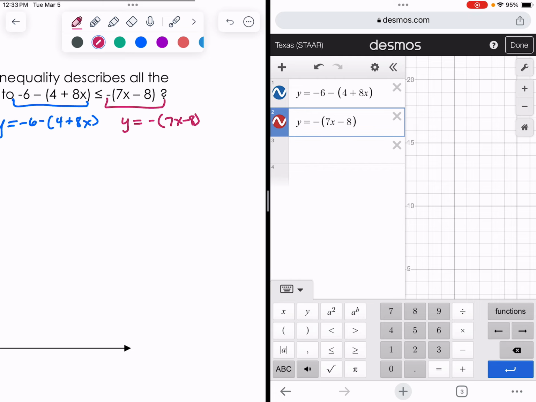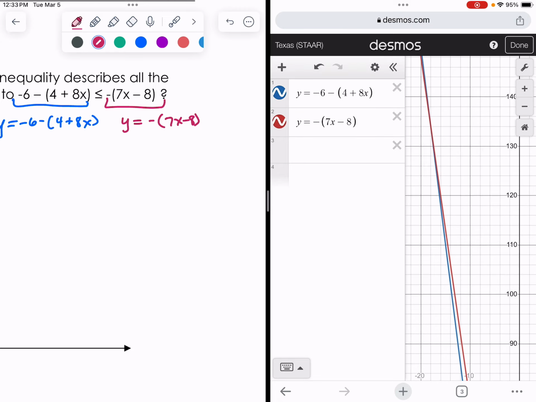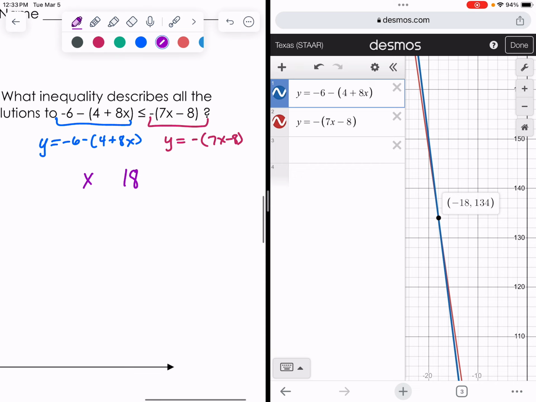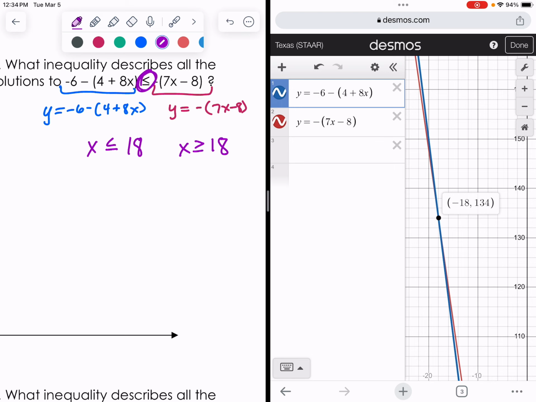Don't lose negative signs. Okay, and so find your lines. This one's hard because they're so steep. And so there's where they intersect at -18. So at this point, we know there's going to be 18 involved. So you can guess. And so our original inequality has a line. And so we're either going to have x is less than or equal to 18 or x is greater than or equal to 18.